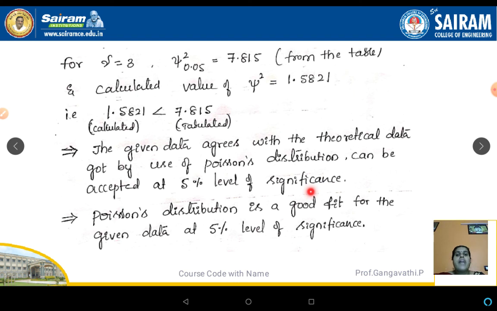If the calculated value is less than the tabulated value, then the hypothesis is accepted. The hypothesis here is that the given data follows the Poisson distribution at 5% level of significance. So the Poisson distribution is a good fit for the given data at 5% level of significance, is the conclusion for this problem.